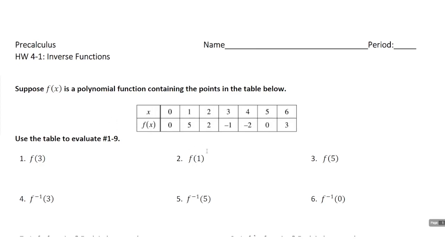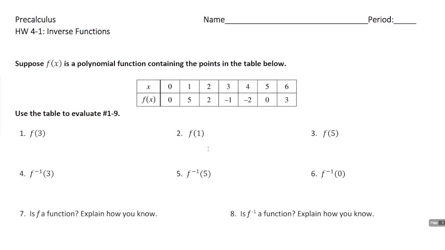Suppose f of x is a polynomial function containing the points in the table below. We've got our inputs on top and our outputs on the bottom. These values in the first row are all possible values for x, and their corresponding outputs, or f of x values, or y values, if you will, are listed below. It says use the table to evaluate these different expressions.